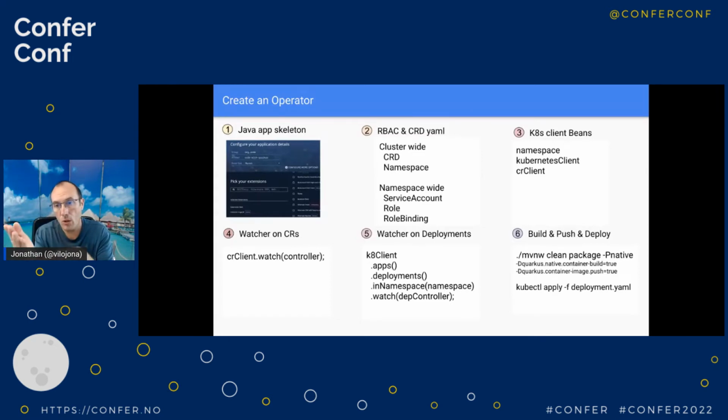Also, we are going to have 3 client beans, in this case, namespace to be injected anywhere that it is needed, Kubernetes client, that it is like a general approach client, and CR client, that it is a client, but it's typed. It's only for our CRD type of objects.